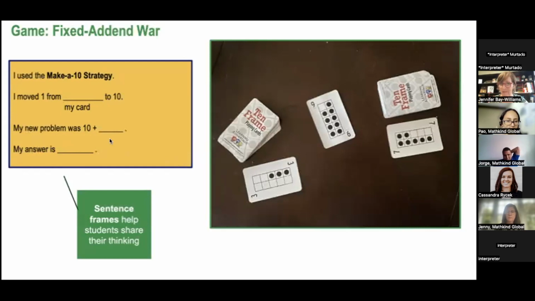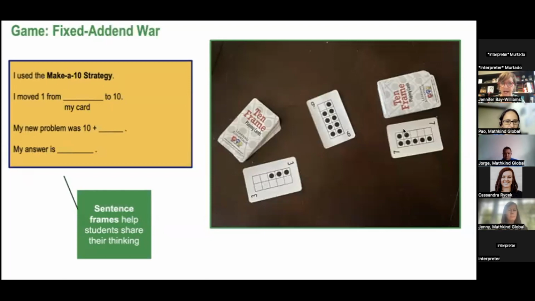So we're working on the making 10 strategy. So students place a card in the middle, and these are special cards that show the 10 frames, and they're awesome. But if you don't have those, these cards work too. Just regular playing cards also work. So for these cards, you can see that the student with the 7 has the bigger number. That person will win the card, but they talk through the strategy.